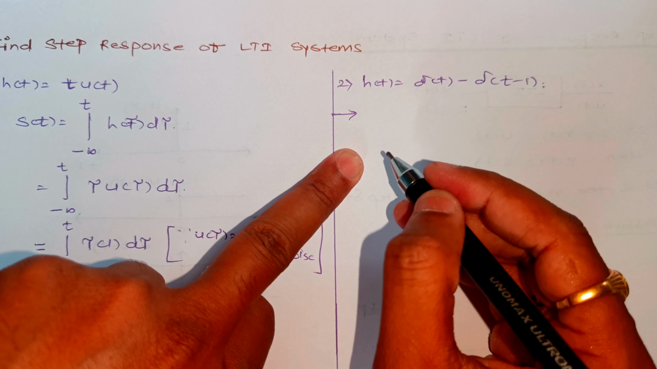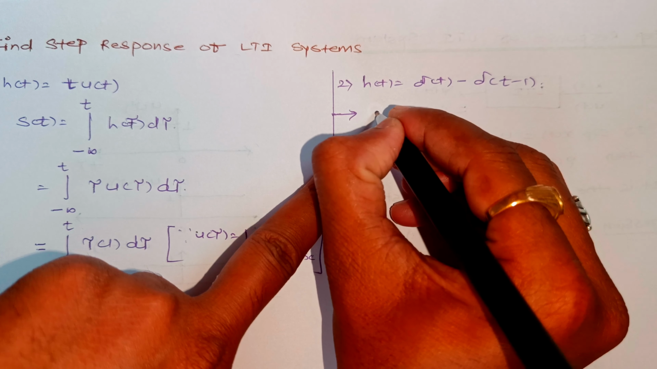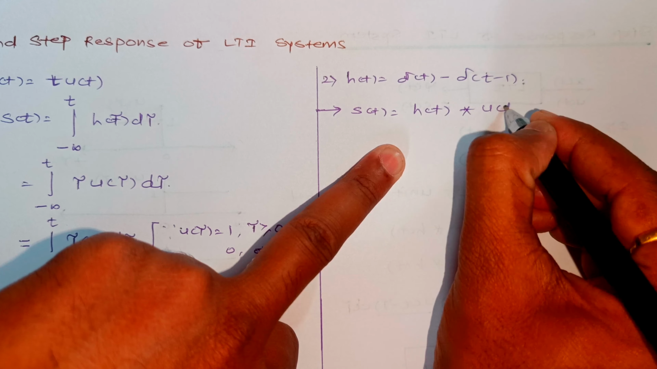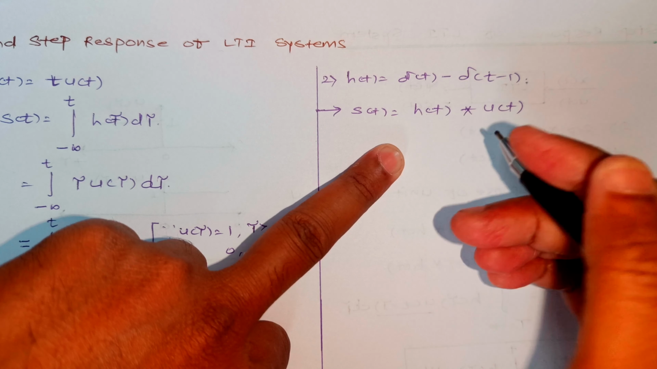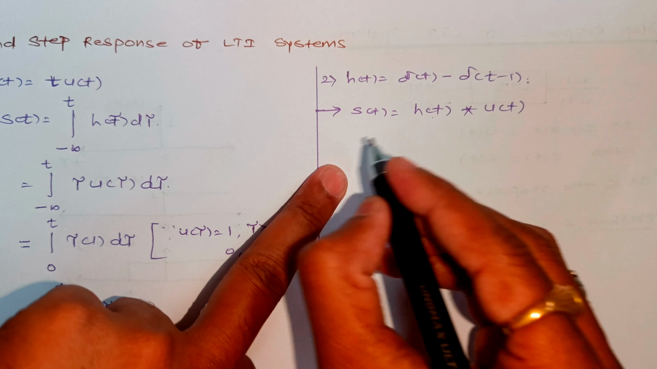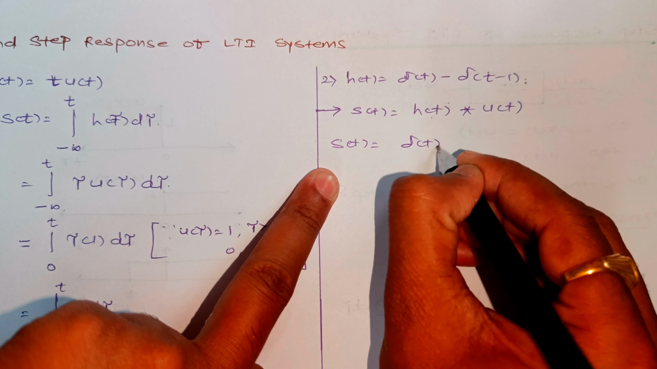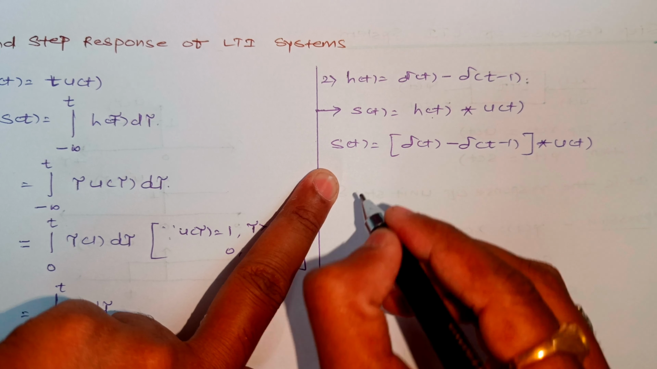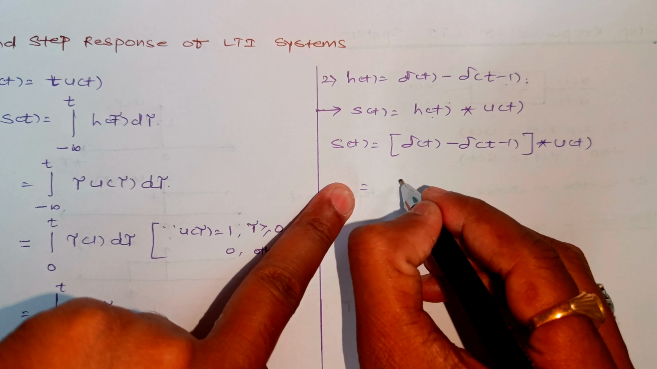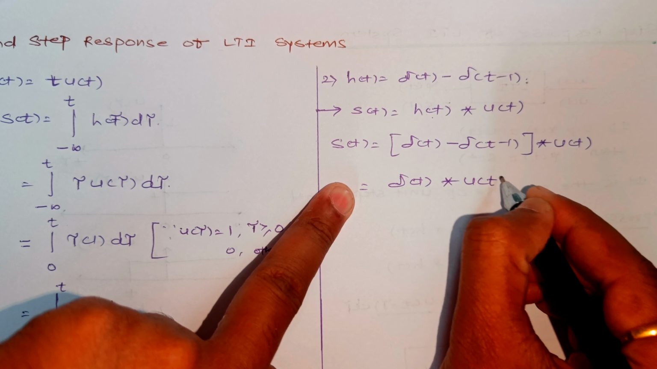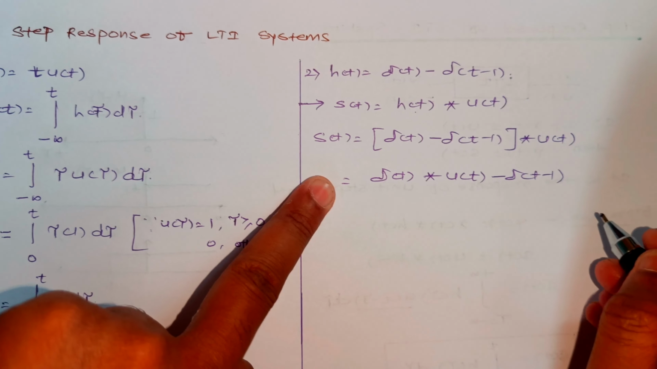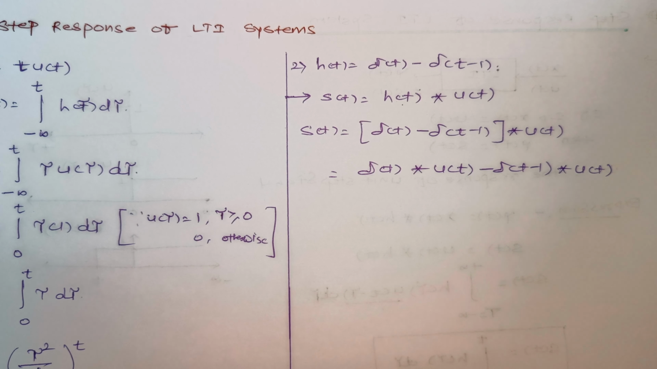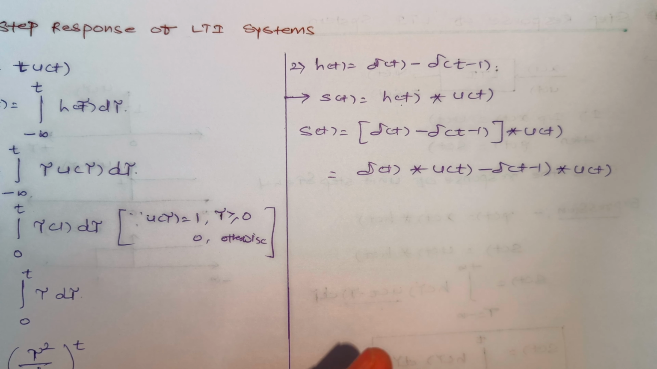So for that case, instead of directly going for the convolution integral formula, we know that s of t is equal to h of t convolved with u of t, or u of t convolved with h of t. Clear. Now if we substitute the value of h of t here, it is delta of t minus delta of t minus 1, convolved with u of t. So if you multiply by u of t, it will become delta of t convolved with u of t minus delta of t minus 1 convolved with u of t. Now we will use the property of convolution with impulse response.